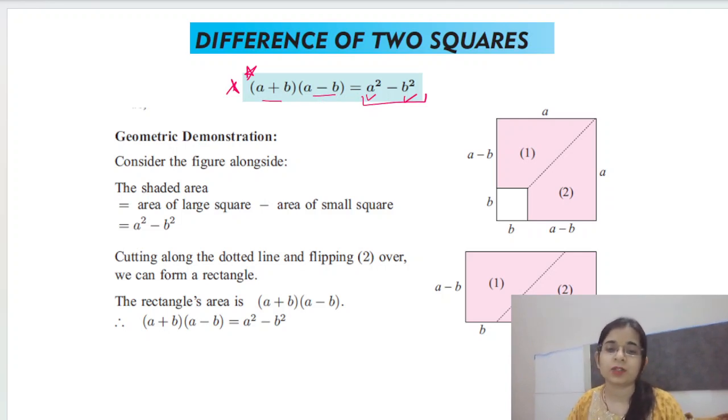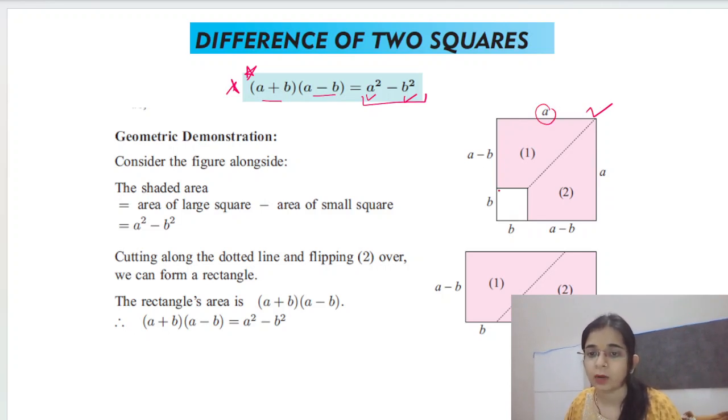So now let's have a look at the geometrical interpretation of this. See, if you have a square of length A, and among that you are going to subtract one square out of the other. So there is a bigger square of length A and a smaller square of length B. You have to eliminate this area. After eliminating this area, you will get these two areas.